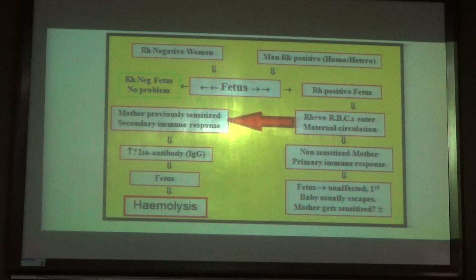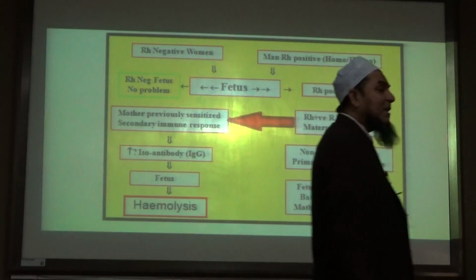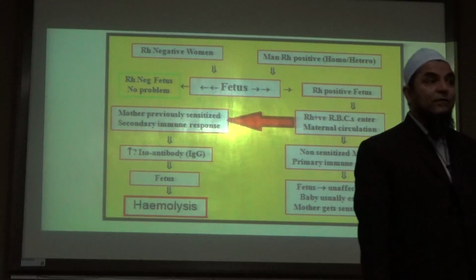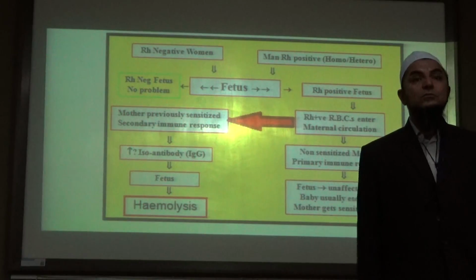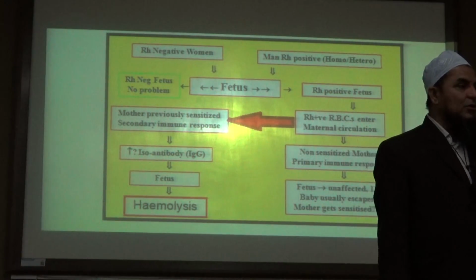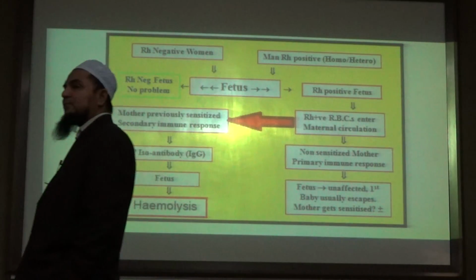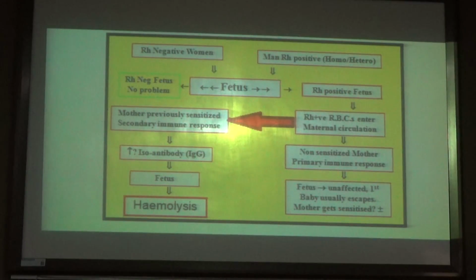The baby is Rh positive. So when you know this, what will you do? You will give them anti-D injections. What is the function of these injections? They will neutralize the antibodies that are made inside the mother.